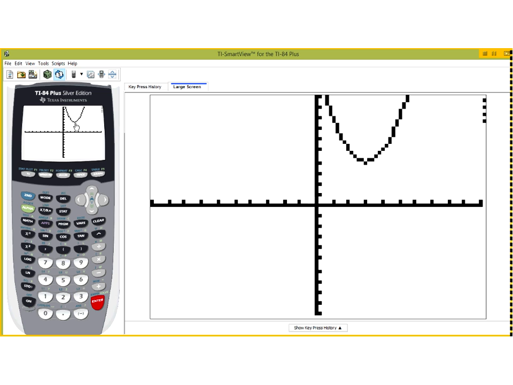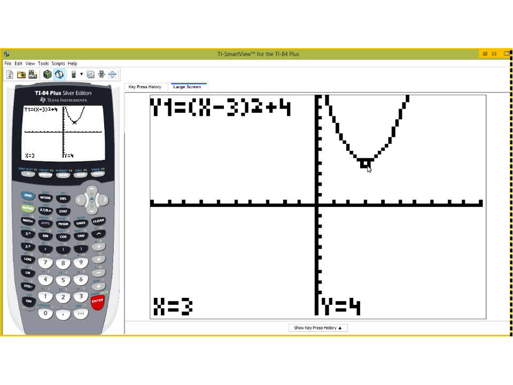Okay, now there's my vertex. So I want to check to make sure that my vertex is (3, 4). So I'm going to do trace. I do x equals 3, got y equals 4, and I'm right there at the vertex.